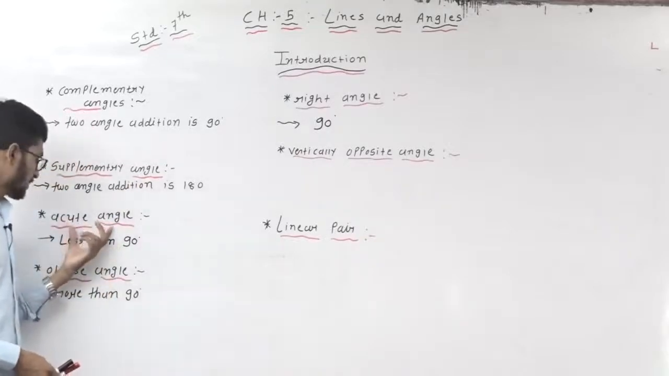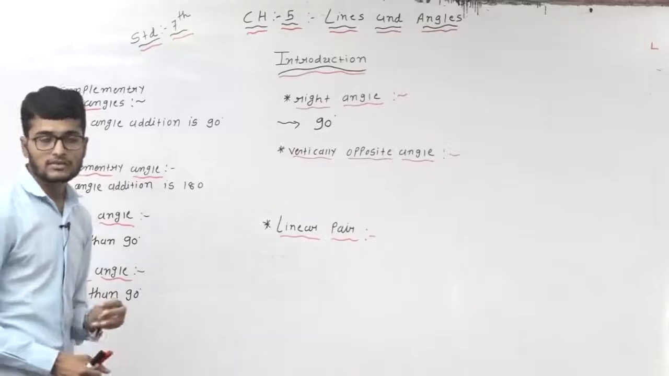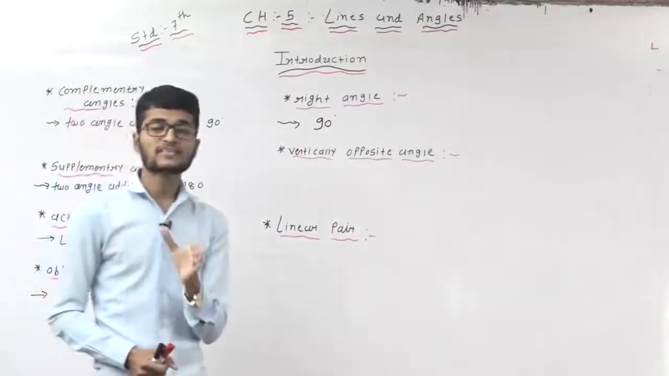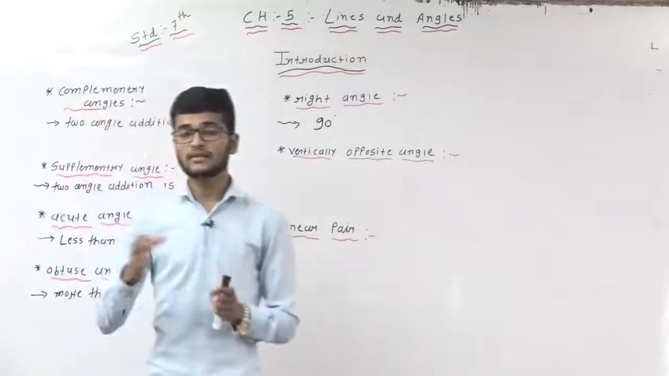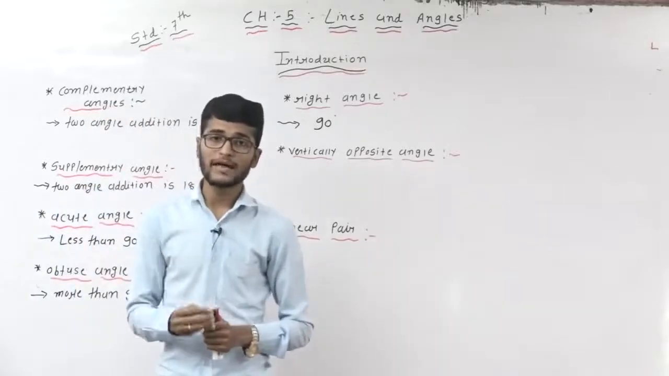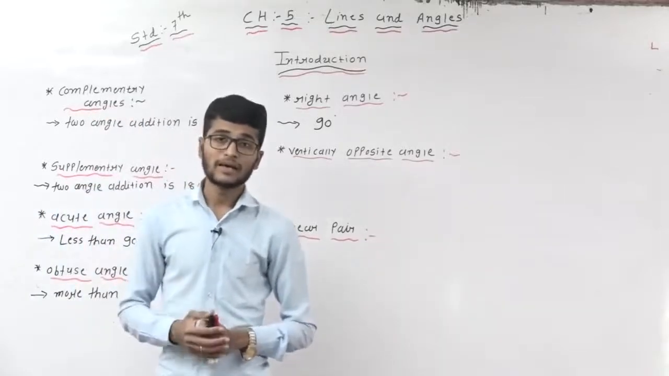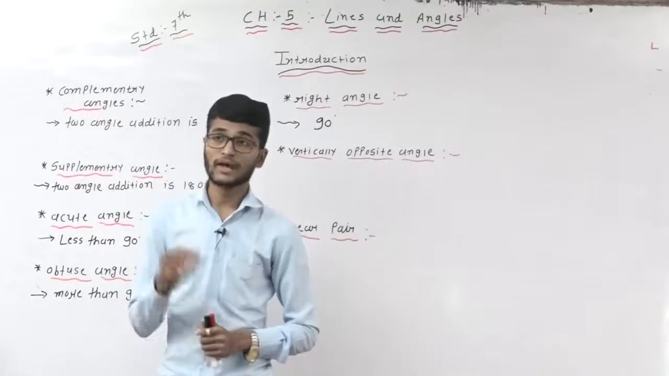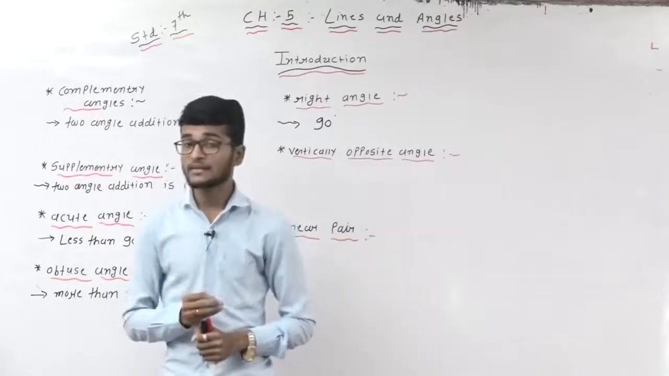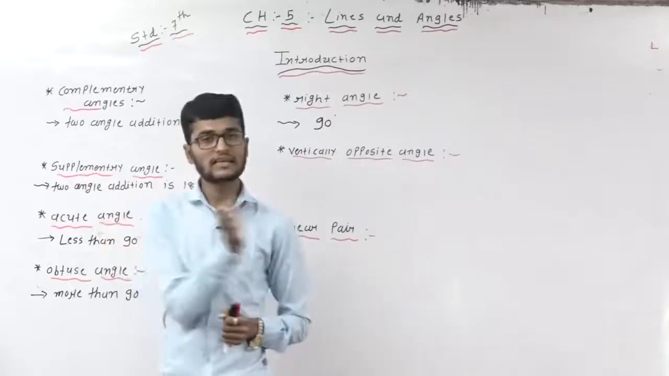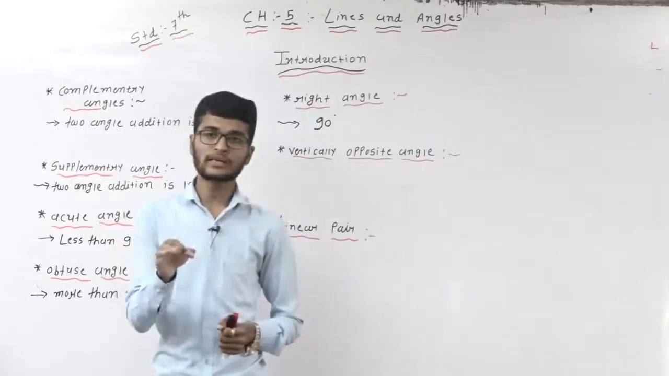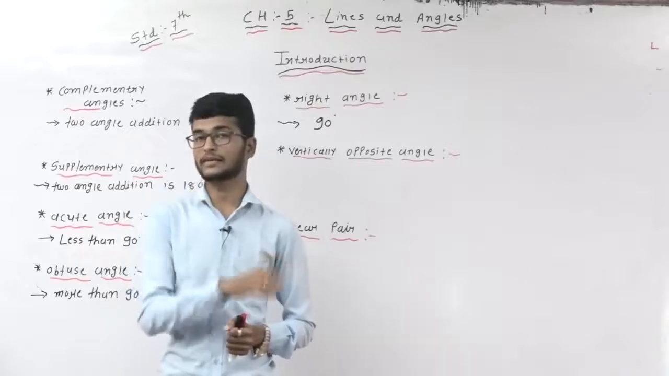Then after that, the acute angles. So what are acute angles? Acute angle means less than 90 degrees. It means 45, 35, 25, 37, 65, 85, 89. These all are acute angles. Less than 90 degree वाले जो कुछ भी एंगल है उसे हम लोग बोलेंगे acute angle.